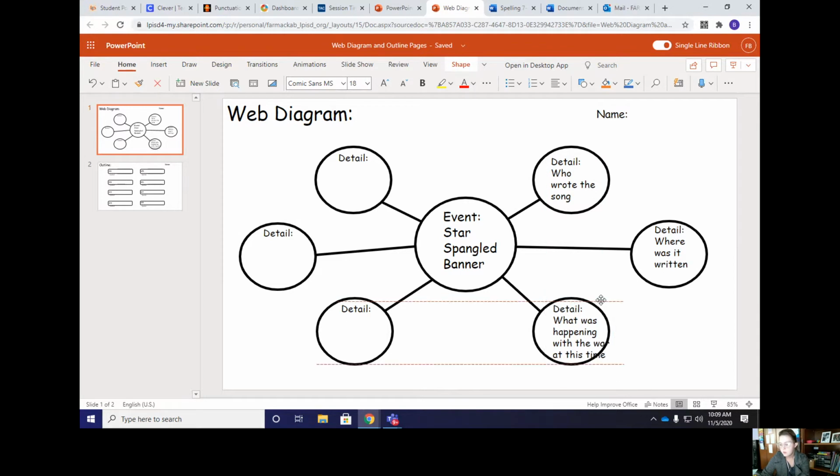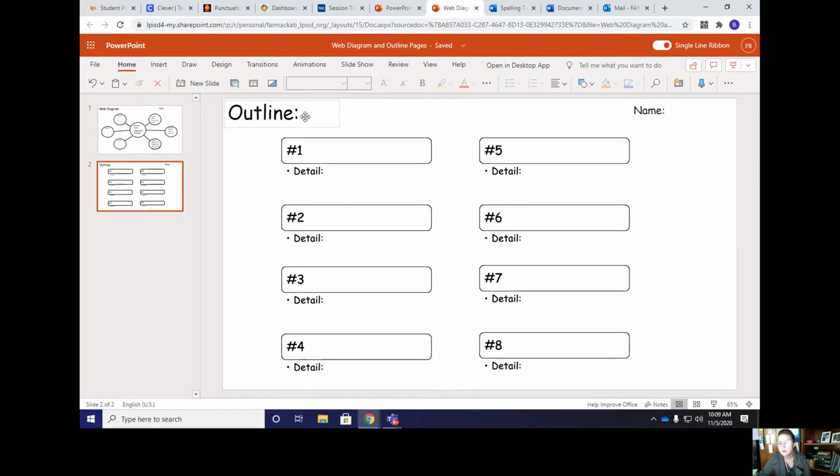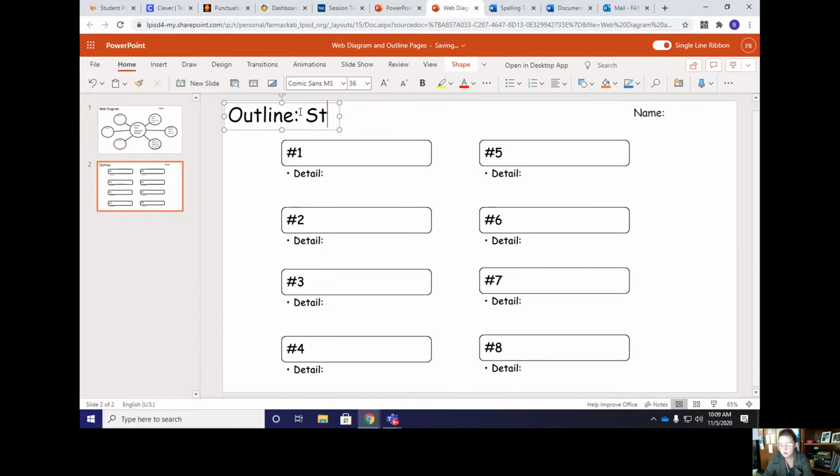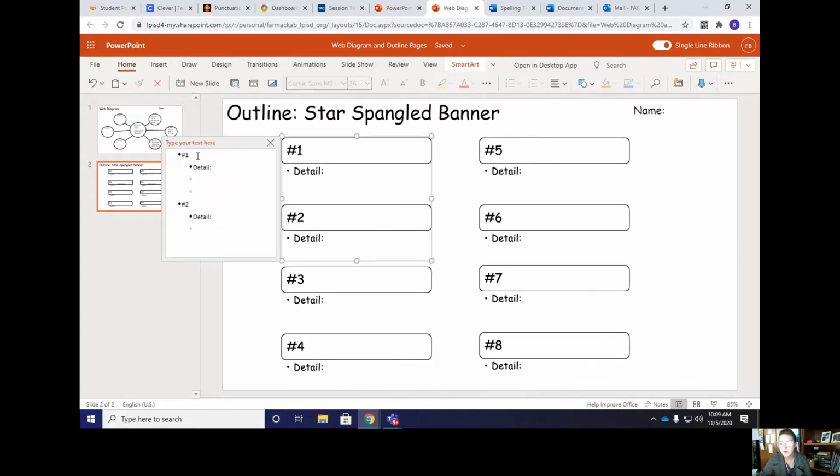We will obviously have 6 to 8 details that we can talk about, because that is what I have expected of you. Now that we have this right here, let's go look at our outline. So our outline is over the Star Spangled Banner. Of course, I can't type as y'all are watching me. In this first one, you would write who wrote the song.